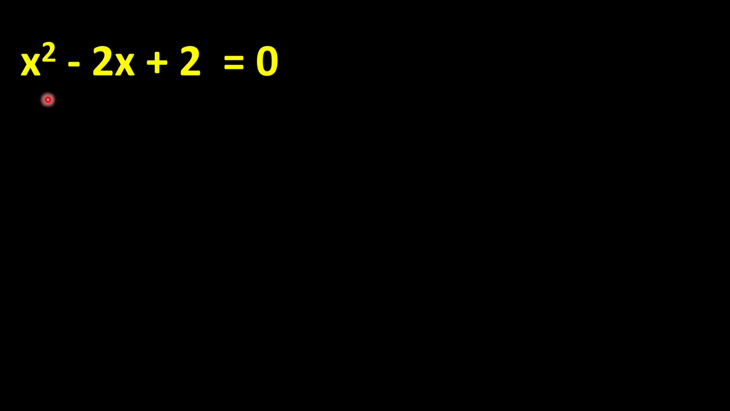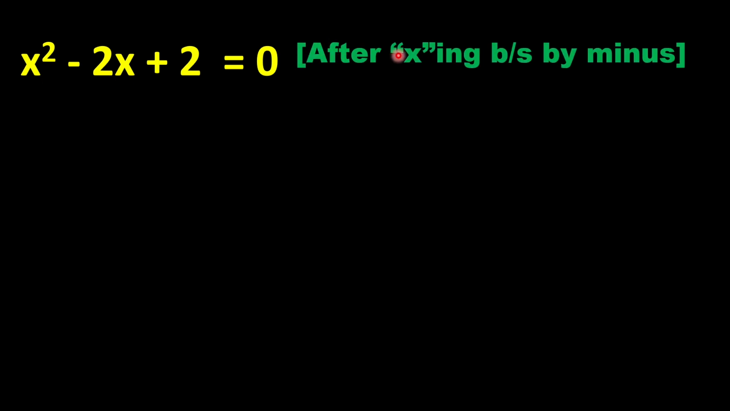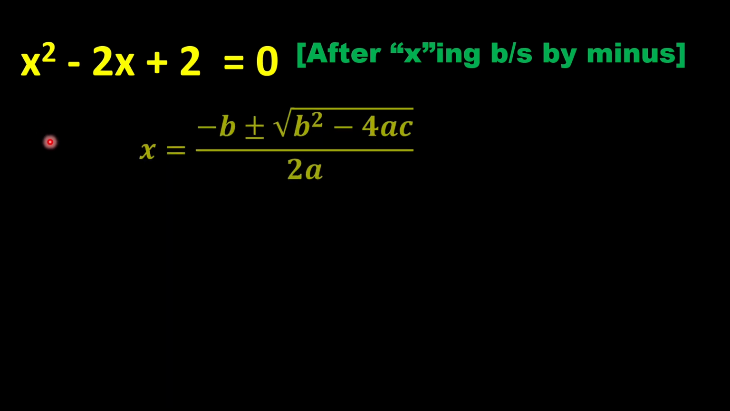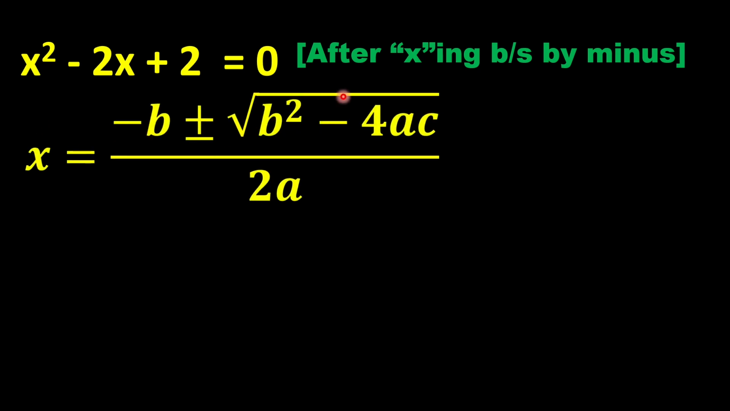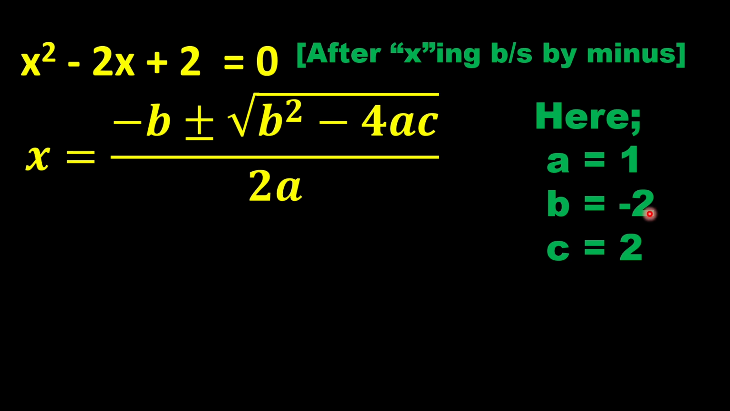And now this is a quadratic equation in the form of ax square plus bx plus c. So we have multiplied by minus over here, and then we will apply the quadratic formula on this quadratic equation, which is x is equal to minus b plus minus square root of b square minus 4ac divided by 2a. So here, a equals 1, b equals minus 2, and c equals 2. So we will put these values in this quadratic formula.